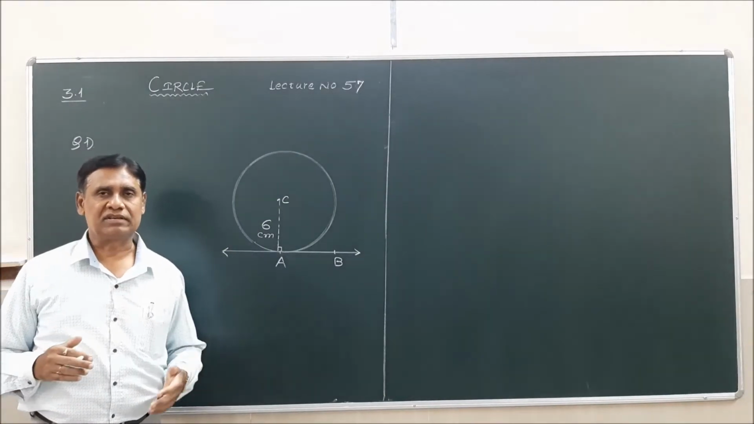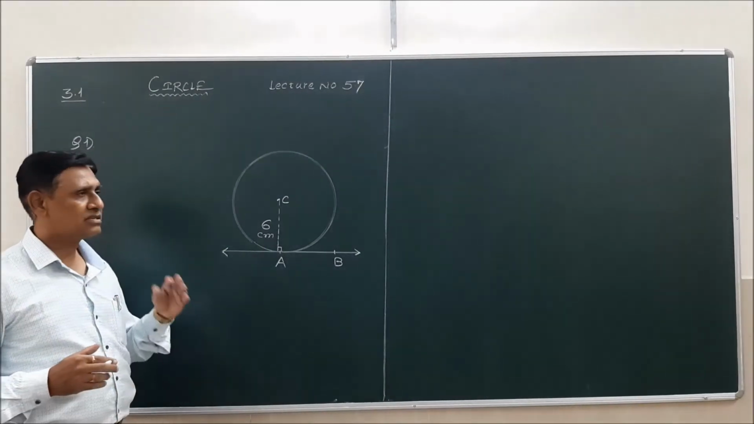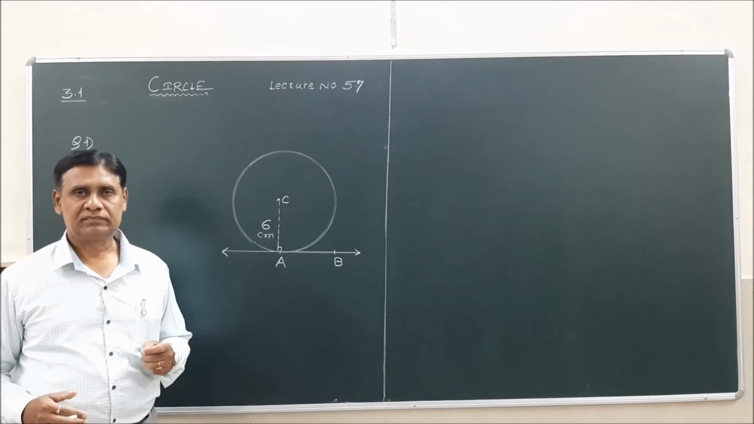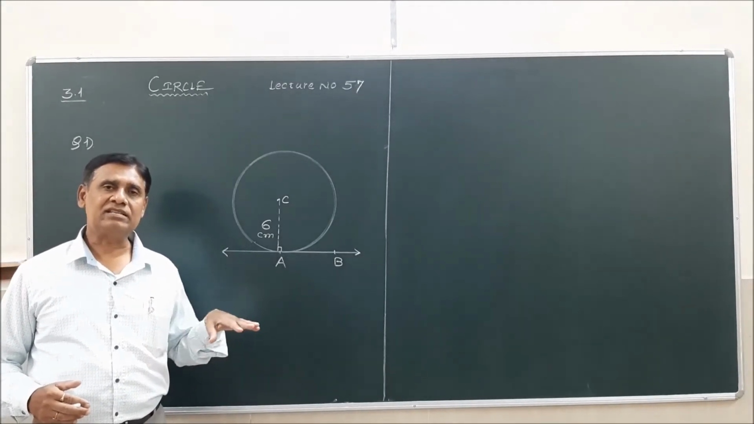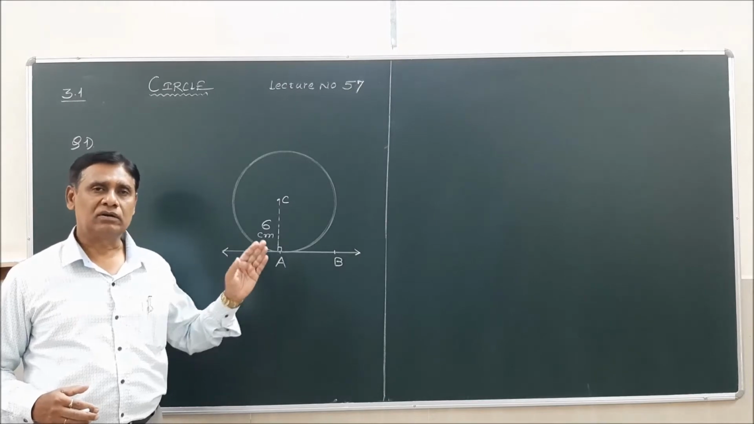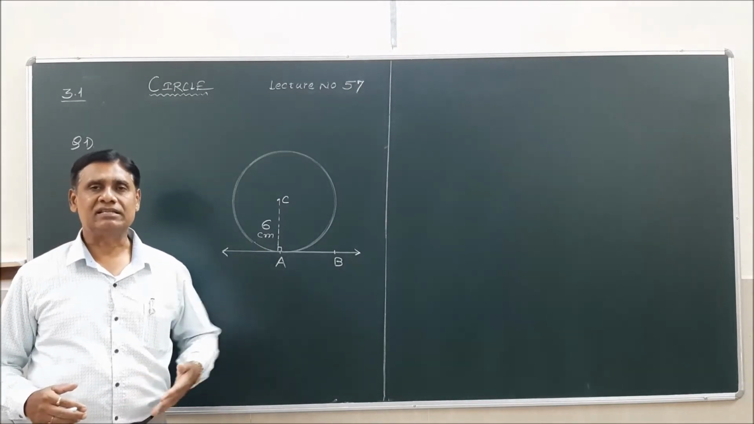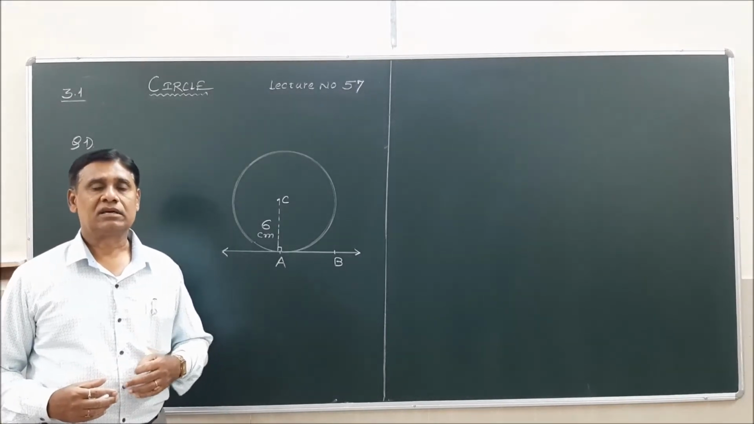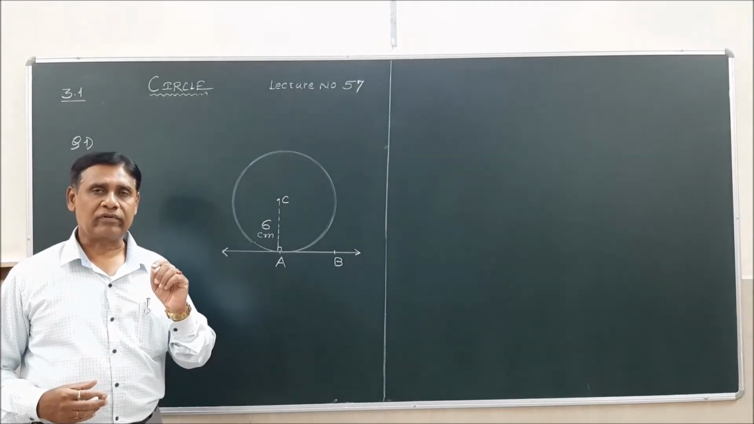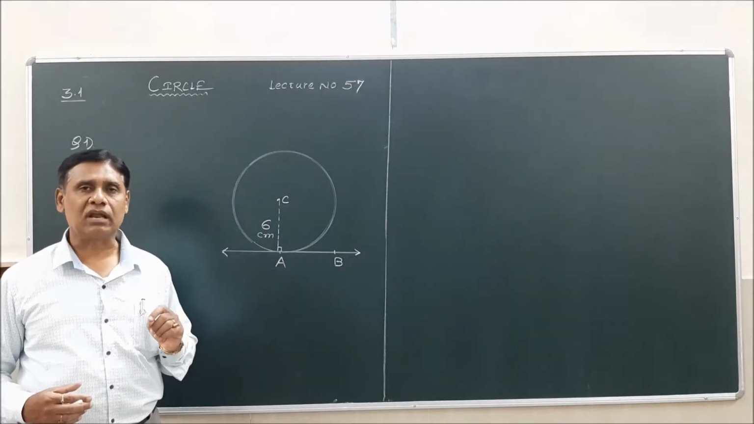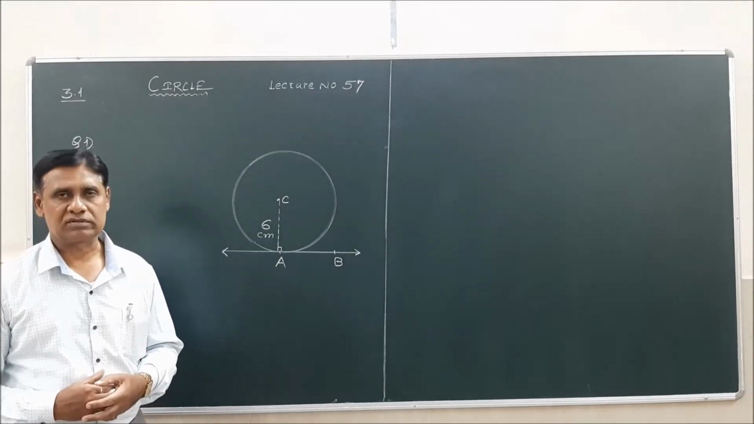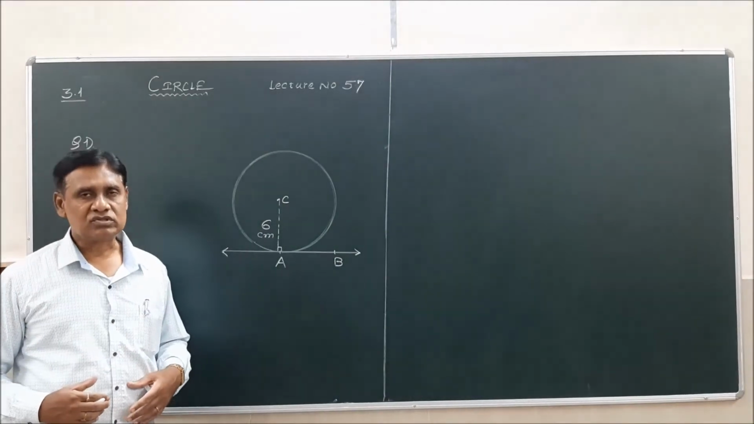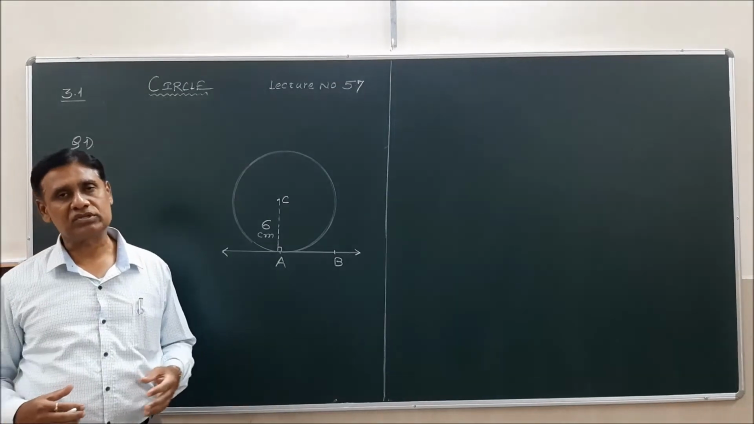We have studied three theorems in the last lecture. That tangent is always perpendicular to the radius at its point of contact. Second theorem, if any segment is perpendicular to the outer end of the radius, then it is tangent to the circle. And third theorem, we studied that the tangents drawn from the same external point to the circle are always equal. So, on the basis of these three theorems, we are going to solve the sums from exercise 3.1.